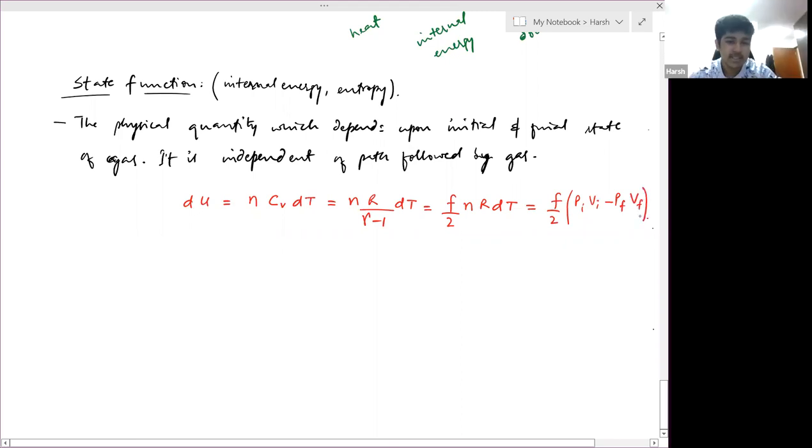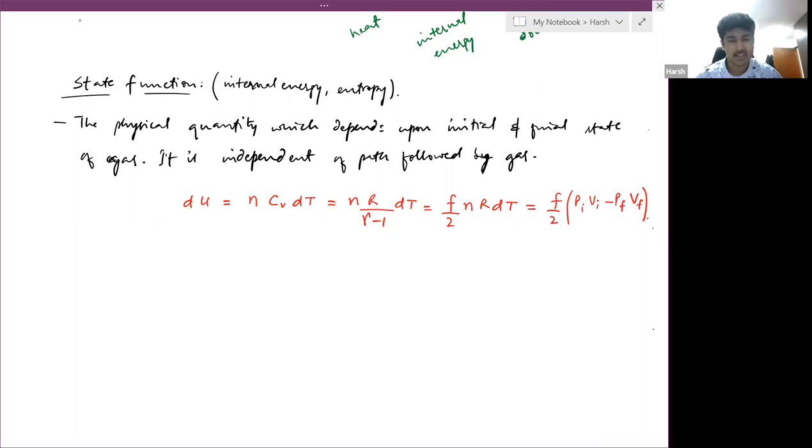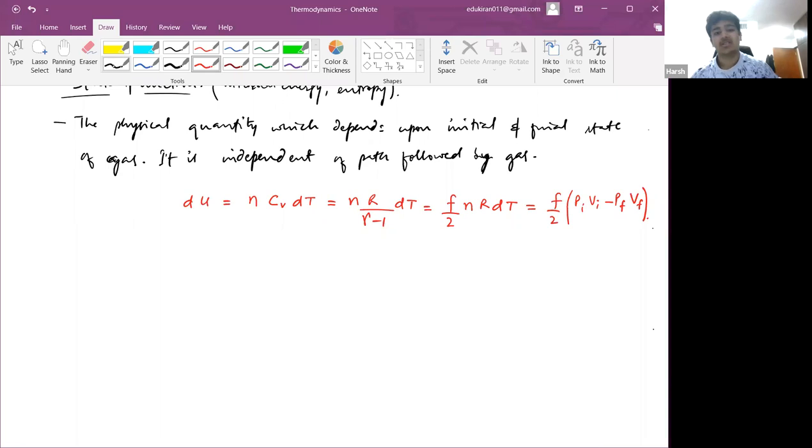Sir, here nCvdT is not a constant, right? dT is a variable term, n will be constant and Cv will be constant. Like in school, we studied it as a constant. If temperature is constant, then this entire term will be constant. But if temperature is variable, it may change. Yeah, I was getting confused. Okay.